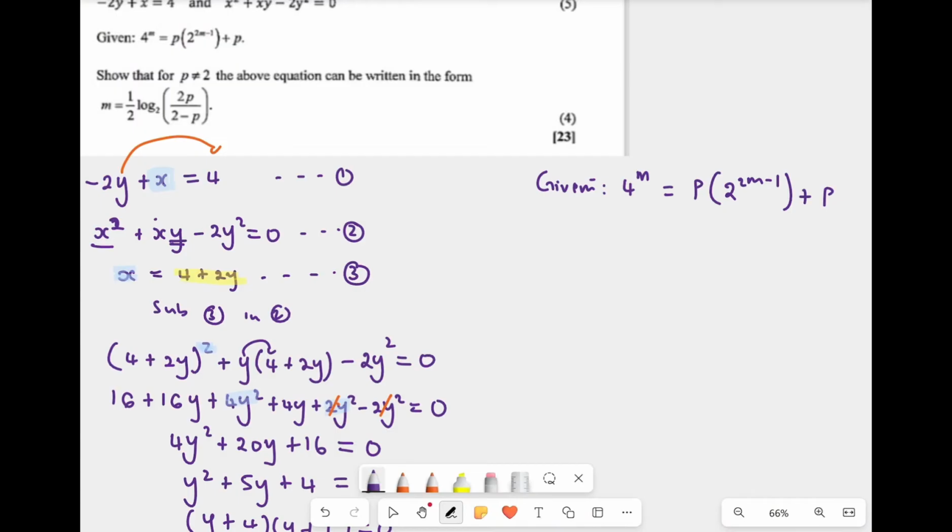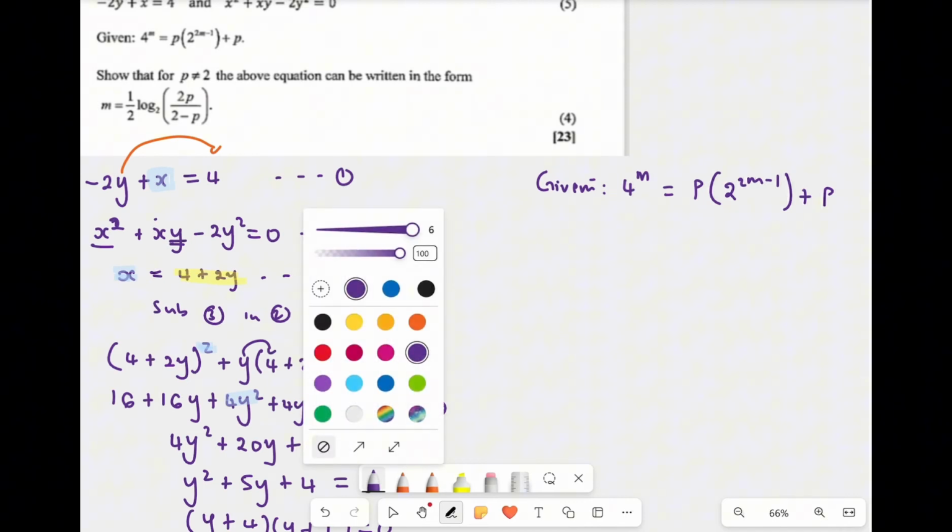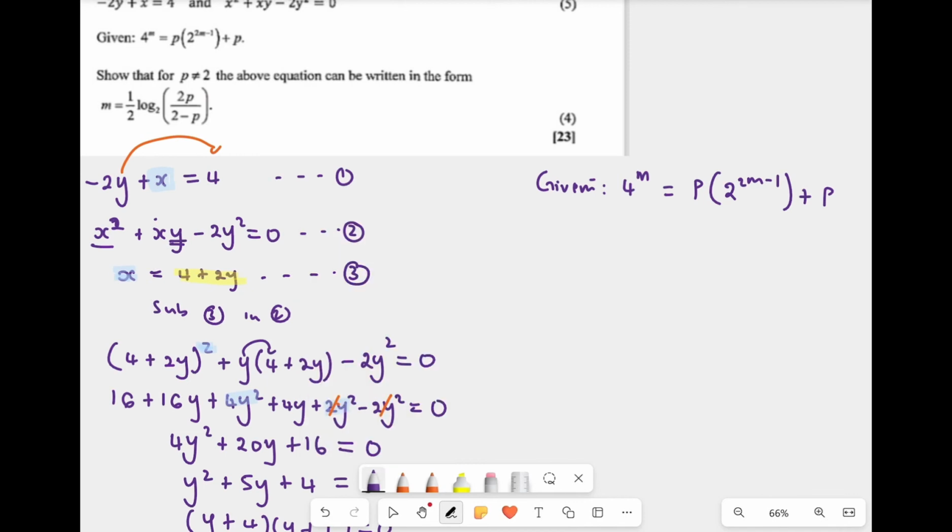So that means first thing first, I need to isolate m. Anything that has m, I need to put it to one side so that I'll be able to solve for m. Now, if I try to do that, remember 4 to the exponent m is the same as 2 to the exponent 2m, and then transpose this so that everything that has m is on one side. So I will have minus p multiplied by 2 to the exponent 2m. If I split this, it is the same as multiplied by 2 to the exponent minus 1. So this is equal to p.